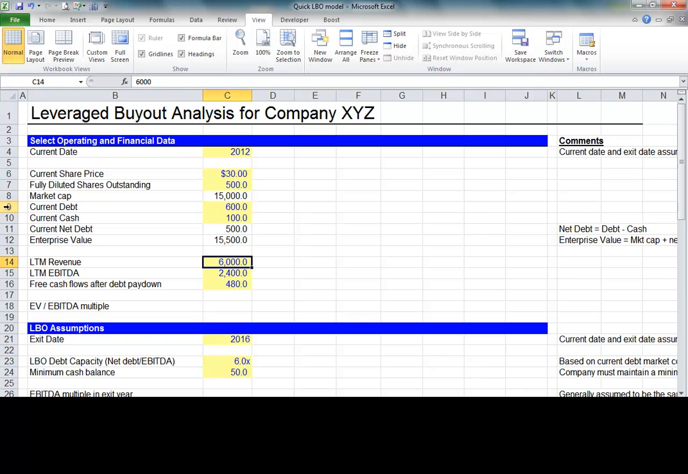Here's some selected historical financial statement data. Last twelve months, LTM revenue is $6 billion, EBITDA is $2.4 billion, and free cash flow is $480 million. What we can do right now is calculate our enterprise value to EBITDA multiple. This company is currently trading at 6.5 times its EBITDA. That's enterprise value at 6.5 times EBITDA, just a commonly quoted valuation multiple.